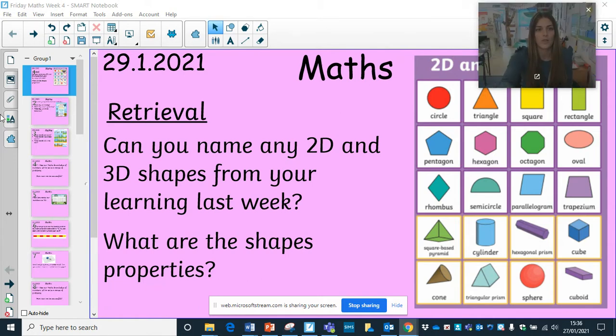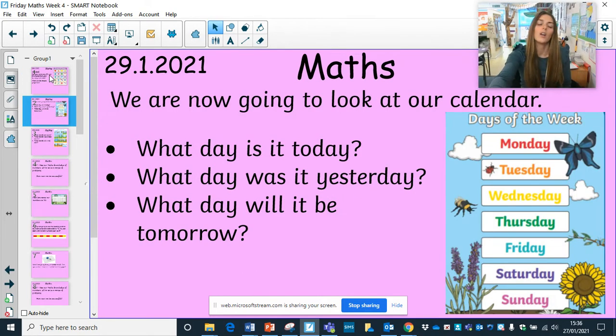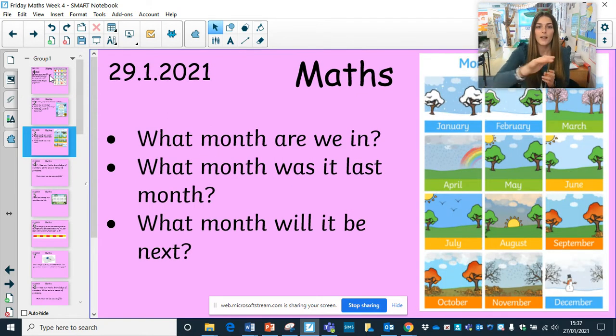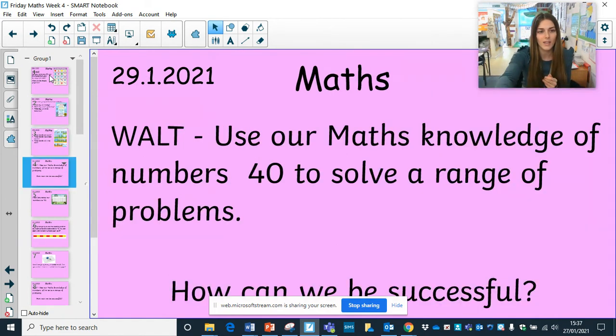Then if you move on to your calendar, so what day is it today, what was it yesterday, and what will it be tomorrow? And think about the months of the year. So what month are we in? What month was it last month? And what month will it be next? Which is interesting because it's the 29th of January, so we're near the very end of our month. So have a think what is going to be coming up next, or what month will we soon be in.